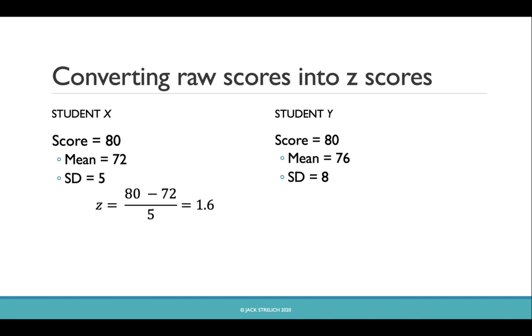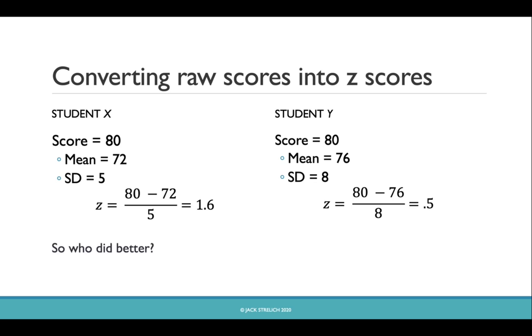We subtract the mean of the sample that they were drawn from, 72, from their score, 80, and then divide that by the standard deviation, which is 5. So 8 over 5 gives us 1.6, meaning that the z-score for student X's score is 1.6. Same thing for student Y. We subtract the mean of the sample that student Y came from, 76, from their score of 80, and divide that by the standard deviation of the sample that they came from, which in this case was 8. So we end up with 4 divided by 8, which of course gives us a z-score of 0.5.